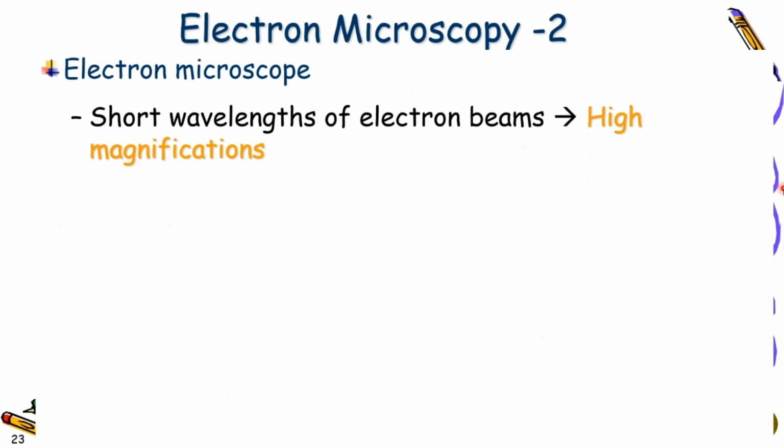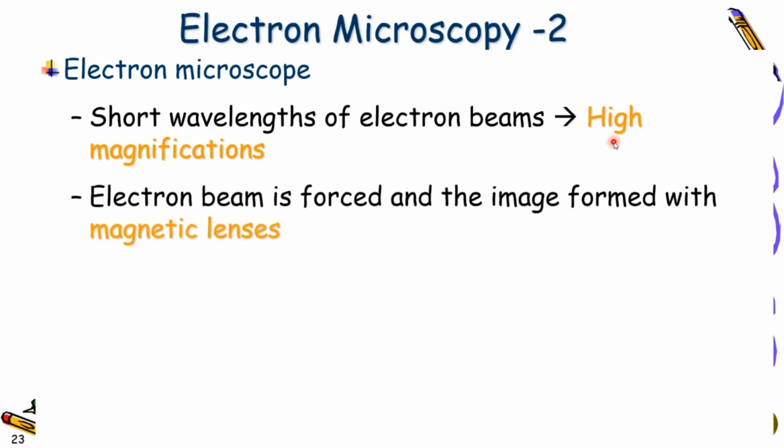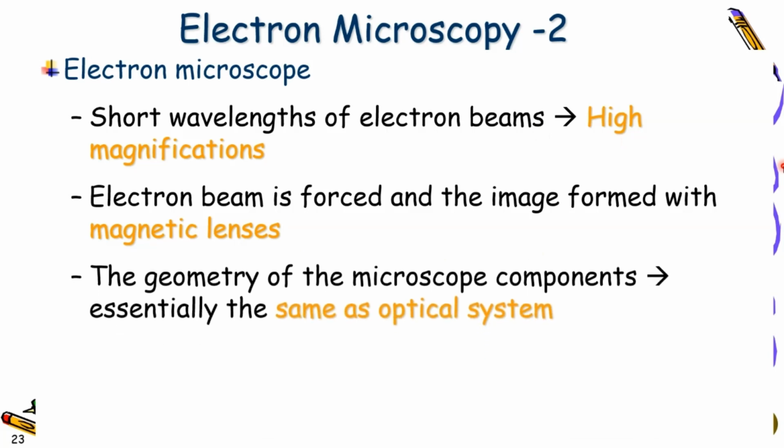So in the microscope, because of the short wavelength of the electron beam, you have high magnification, which we call numerical aperture. The electron beam is focused and the image is formed with magnetic lenses. When you want to change the direction of light, you use a mirror or a piece of glass, right? But how are you going to change the direction of an electron? By magnetic lenses. So the geometry of the microscope components is essentially the same as the optical system.